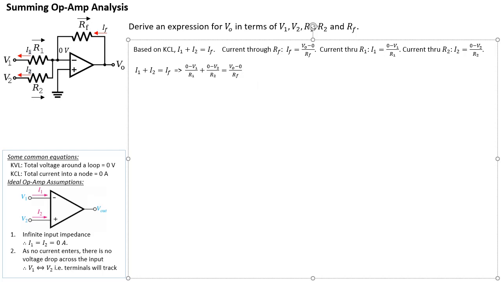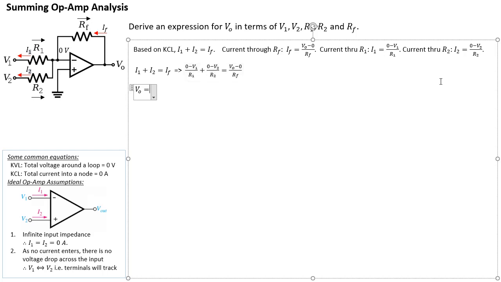So what can we do? Well, ultimately we want an expression of VO equals something. So actually this is almost it. The only thing you have to do is move RF across to the other side, and then you have an expression for VO. So I'm going to switch these two equations around so that I have this equation on the left instead of the right. So I'm going to end up with an expression for VO that is equal to negative V1 divided by R1 plus negative V2 divided by R2.